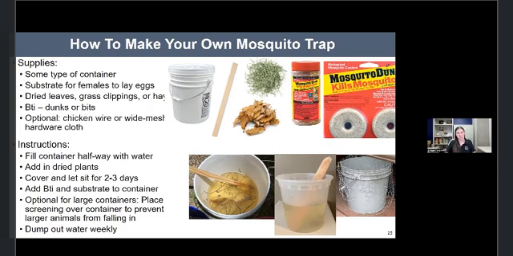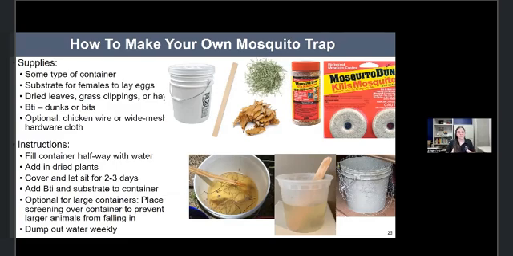Or if you have small children around, the CDC, Center for Disease Control, says that even 5-gallon buckets are a risk for drowning for small children. So it's good to cover them. So covering them with a wide mesh so the mosquitoes can still get in, but small animals and small children can't. Or your dogs can't get into them. That's optional for larger containers.